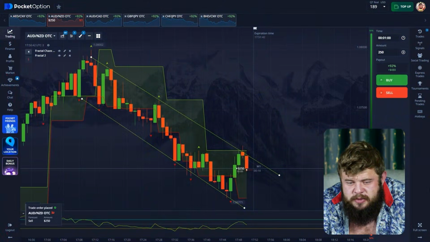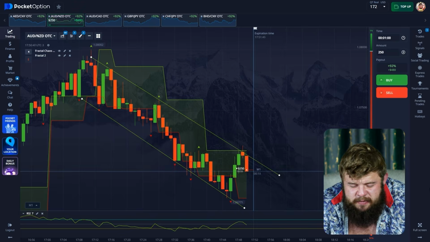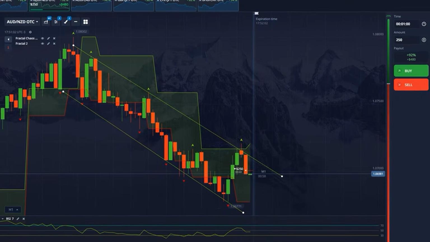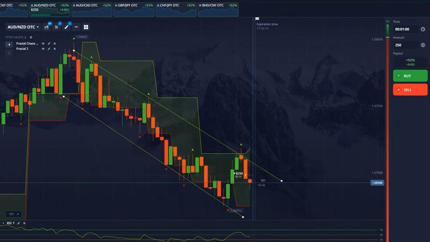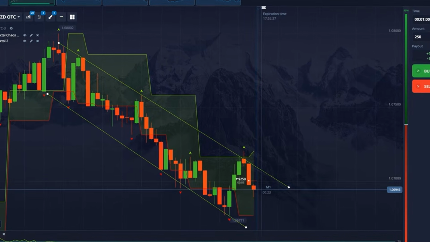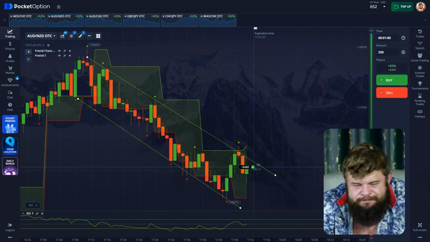And for now, we have $420 on the account. Let me change my investment to $250 and open a sell position. So I have opened right now. So this one was profitable. We have 652 bucks, and we are ready to continue.